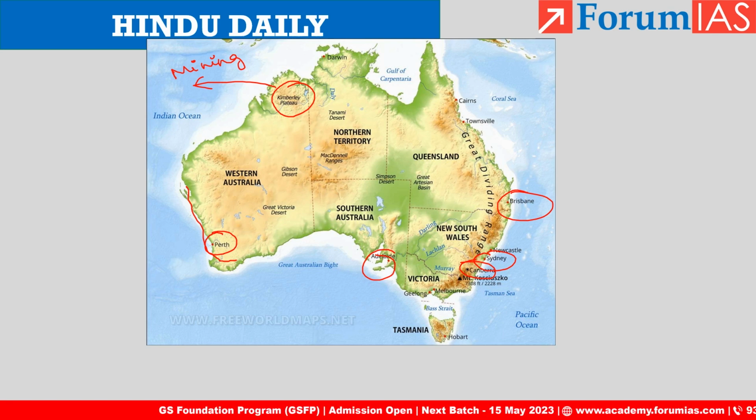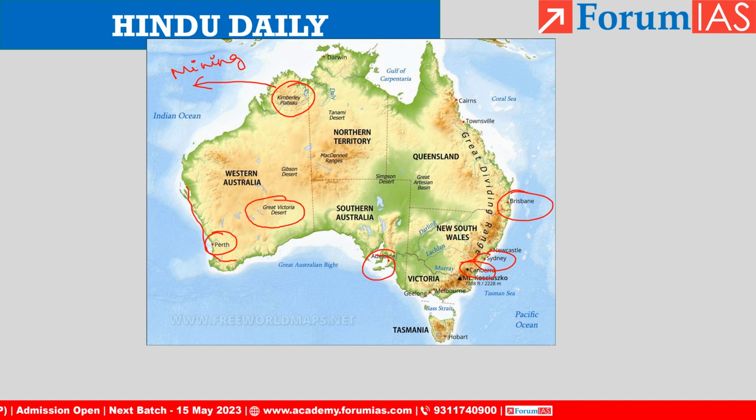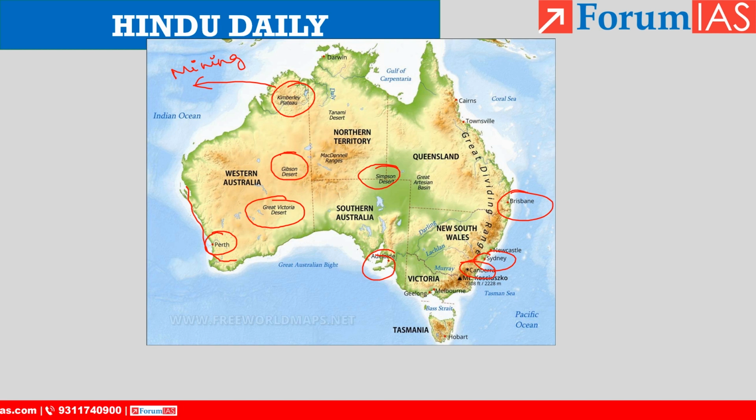Why are they not inside the continent? It is because the inside of the continent is occupied by great deserts. One of the deserts is Great Victoria Desert, Gibson Desert, Simpson Desert. So these are all the major deserts of Australia, and that is the reason why major cities of Australia are located on the coastline. Then we have Great Artesian Basin.